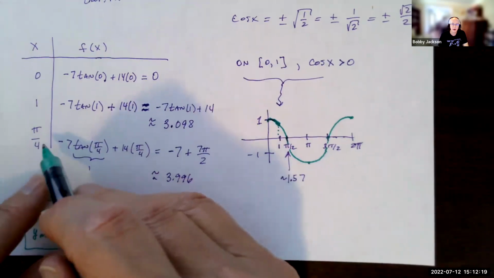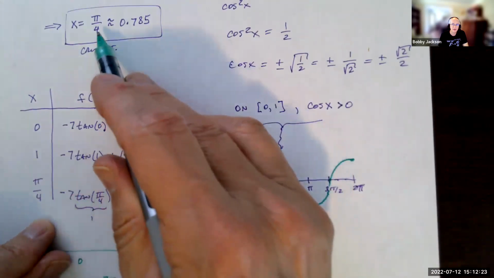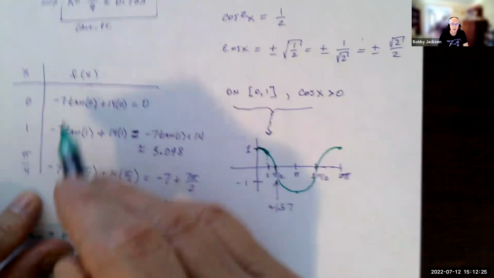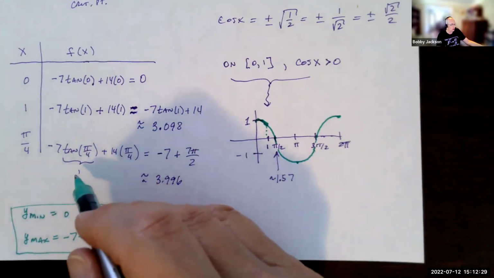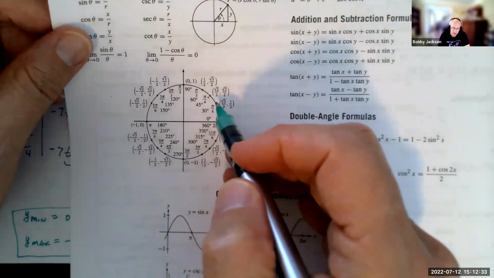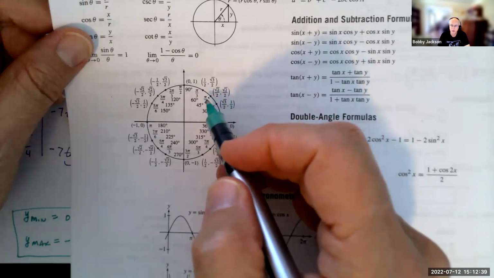If I plug in now at the critical point, pi over 4, I'm going to use the exact value, not the rounded value, pi over 4. Now you have to realize tangent of pi over 4 is equal to 1. And again, we go to the unit circle. Most of you already know that, but tangent, remember, is sine divided by cosine. So sine divided by cosine here is 1 at pi over 4.